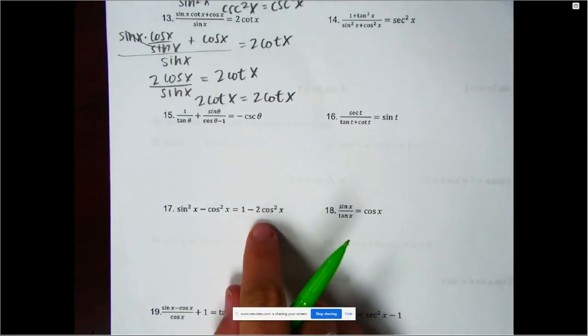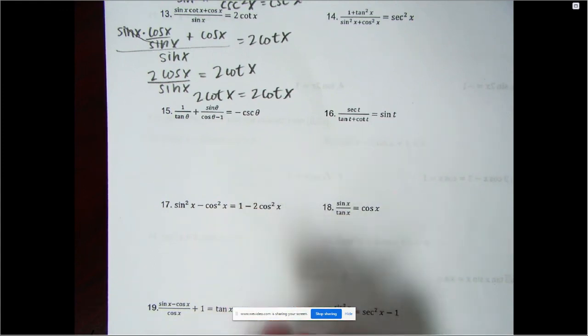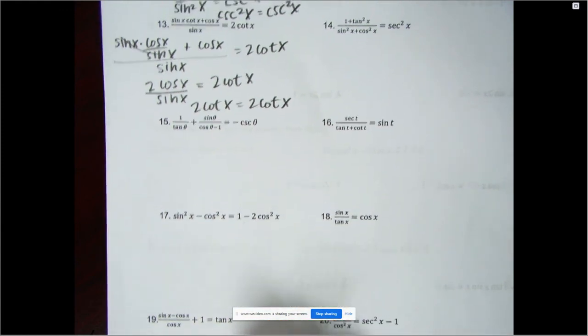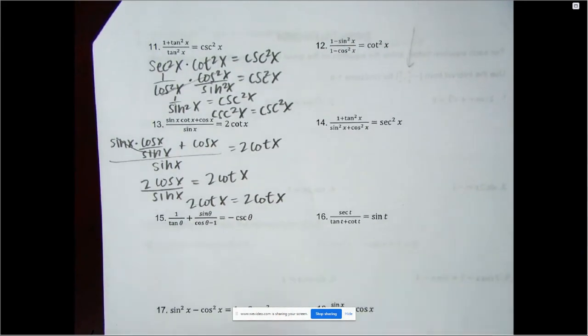Okay, a couple of these other ones. Don't forget your other double angle identities, things like this. Careful there. Make sure you're looking beyond the quotient, reciprocal, and Pythagorean. So again, the goal is just to write a proof, show your steps, make the left side look like the right side.